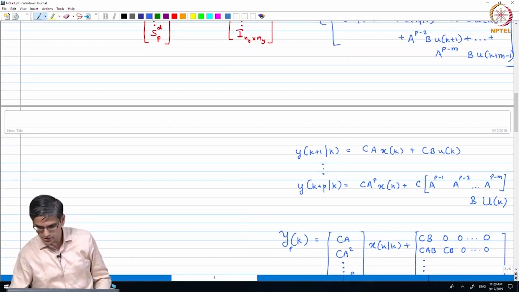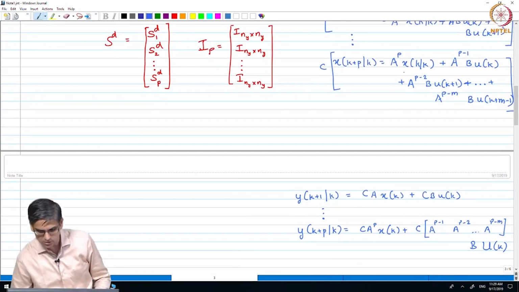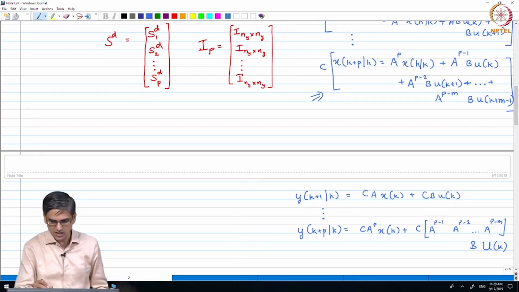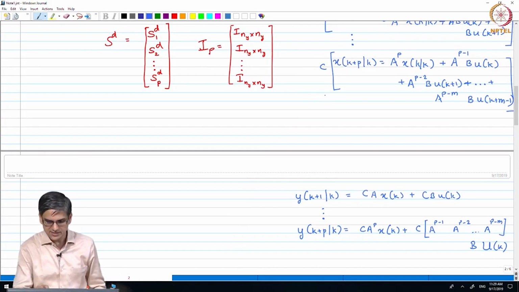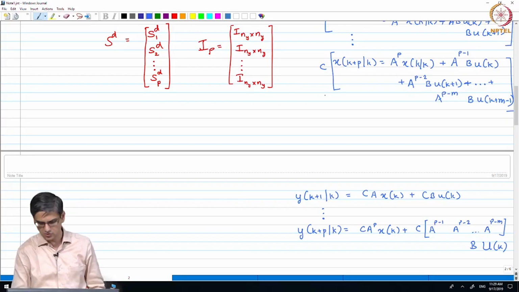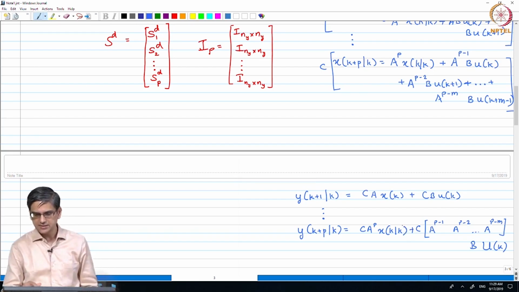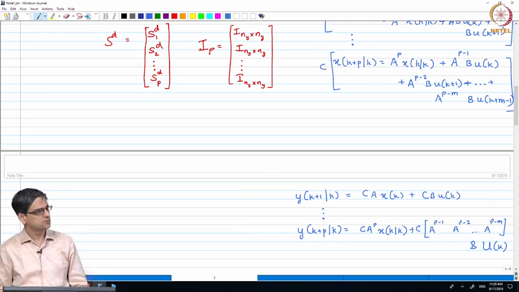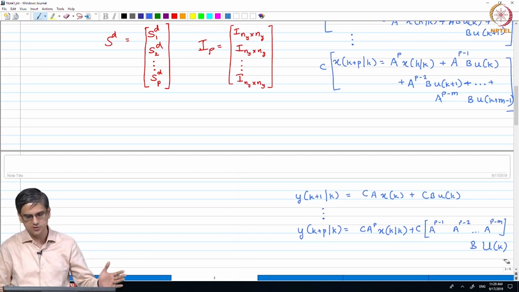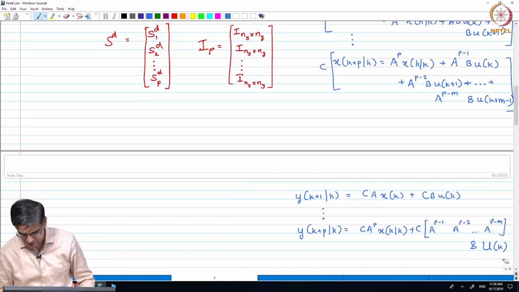Yk plus p. So, you got this particular thing. I just multiplied by c, left hand side is c multiplied by x k plus p at k, which is y k plus p at k. The first term is c a to the power p multiplied by x k or x k given k, but yeah, why be lazy. The next term is going to be c multiplied by a to the power p minus 1 multiplied by b. The one after that is that multiplied by uk will be there. The one after that is c multiplied by a to the power p minus 2 multiplied by b, and so on and so forth. Let me write this in a better way.